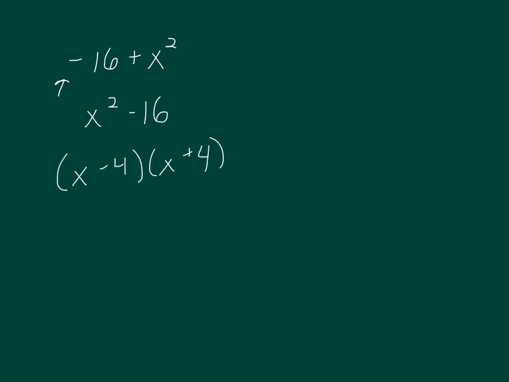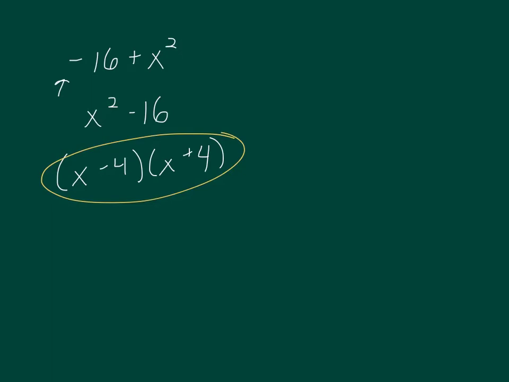If the problem given, however, is negative 16 plus x squared, there is a negative sign in this problem. This can be rewritten as x squared minus 16, which is a difference of squares, which factors into x minus 4, x plus 4. So as long as there's one that's negative and one that's positive, it can be rewritten in the terms of a difference of squares.